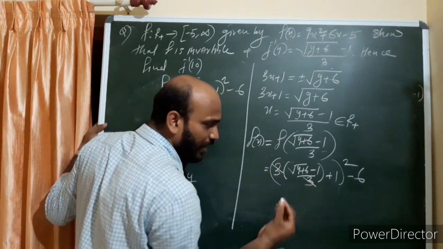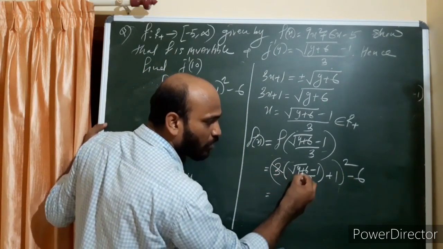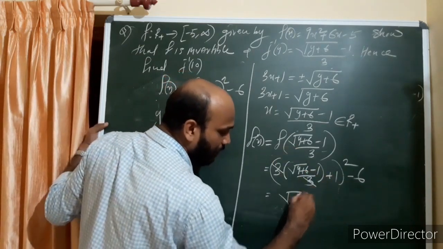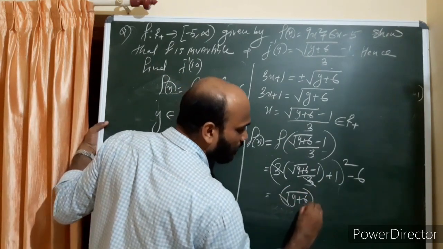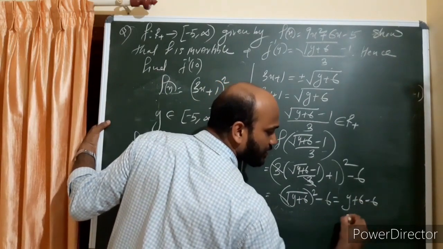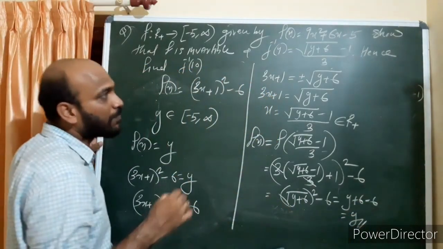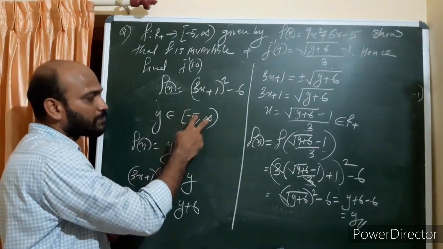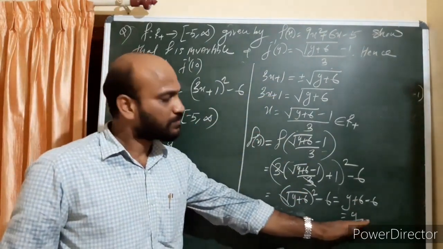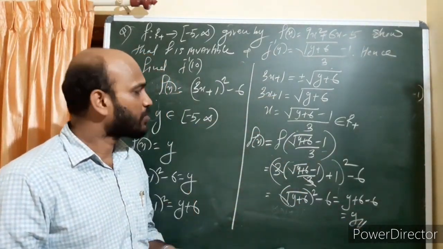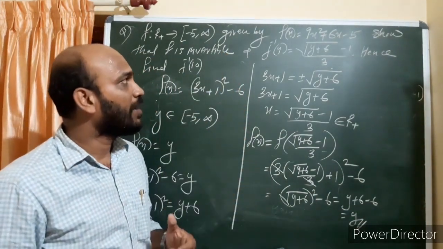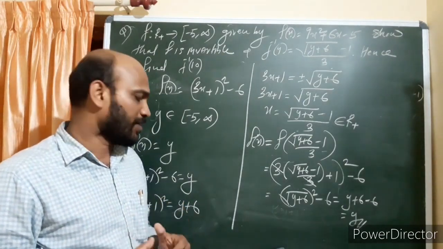So this one I have to simplify. You can cancel 3 first. Remaining terms will be root of y plus 6 minus 1 plus 1. Minus 1 plus 1 also you can cancel. Remaining term will be root of y plus 6 whole square minus 6, that is equal to y plus 6 minus 6 equal to y. That means for every y belongs to minus 5 to infinity, we can find an x whose image is equal to y. Therefore, function is onto. So it is 1-1, it is onto. Hence, function is invertible.